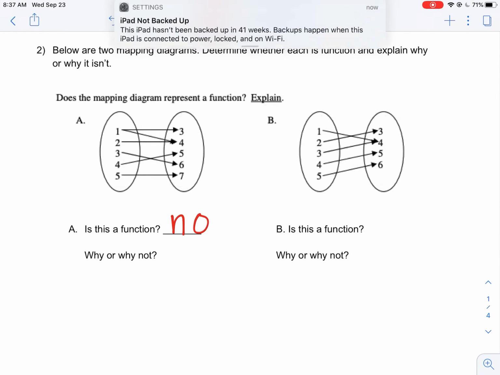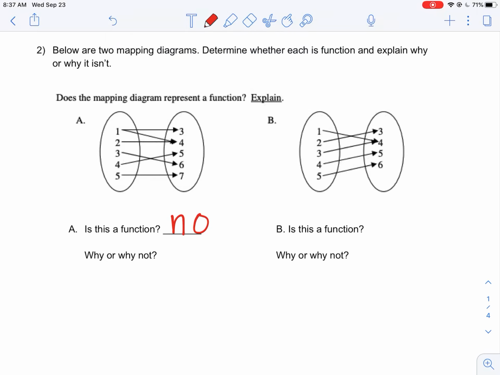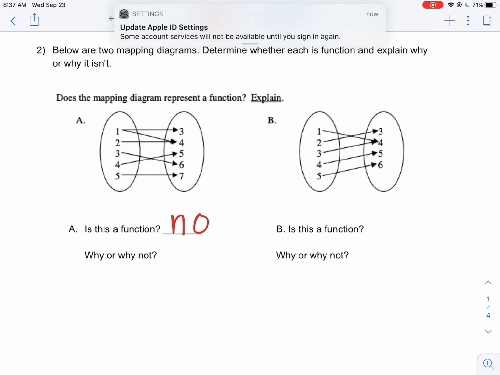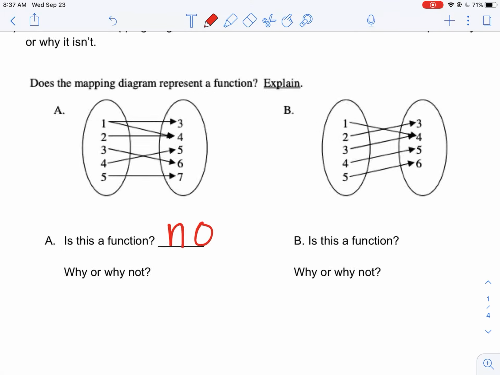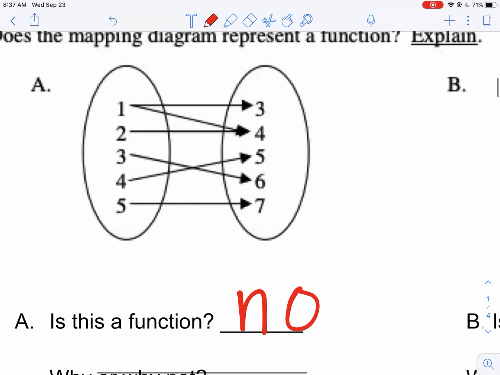I received some questions on last night's homework, so I wanted to go over a few examples. We're going to start out with number 2 here. Now, the question is, does the mapping diagram represent a function? We have to explain why or why not. Let's take a look at part A here.